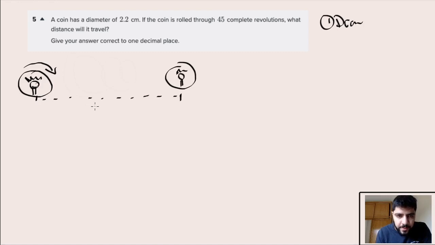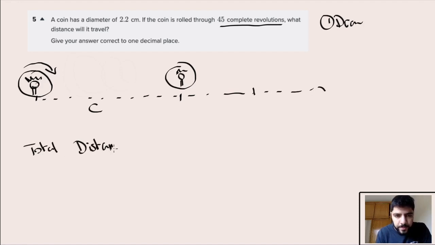Then this distance is C. Okay? Just so you know that. So if I'm rolling it 45 times, so I'm rolling it again and again and again, basically the whole total distance equals 45 times C, right? Because it's 45 times. And if one time is C, then this is 45C.